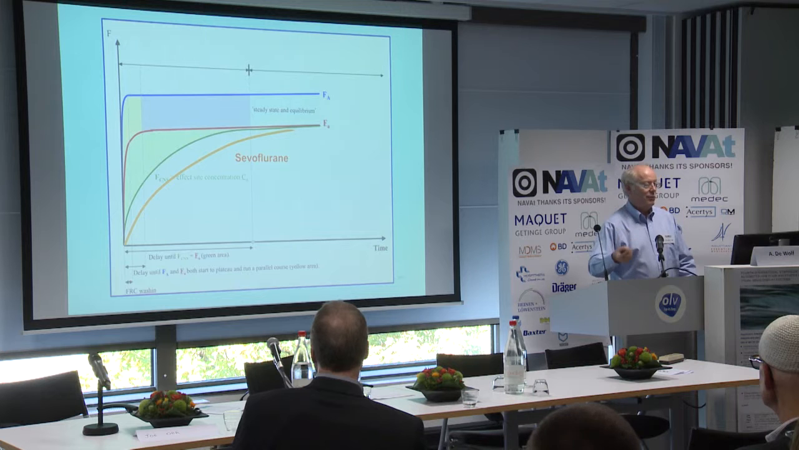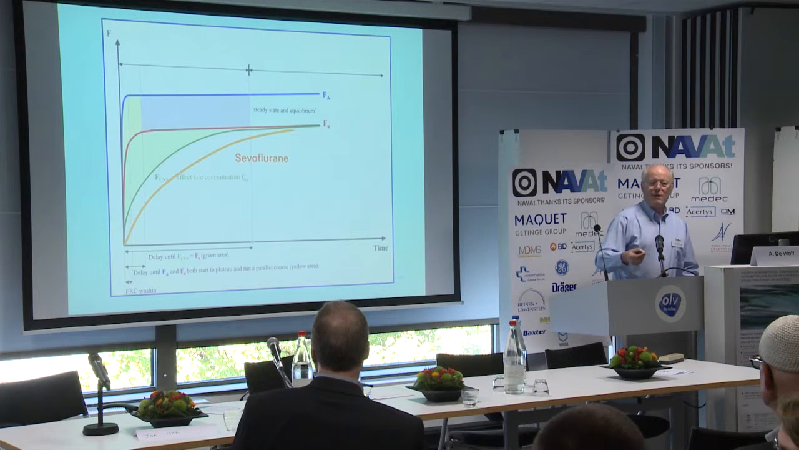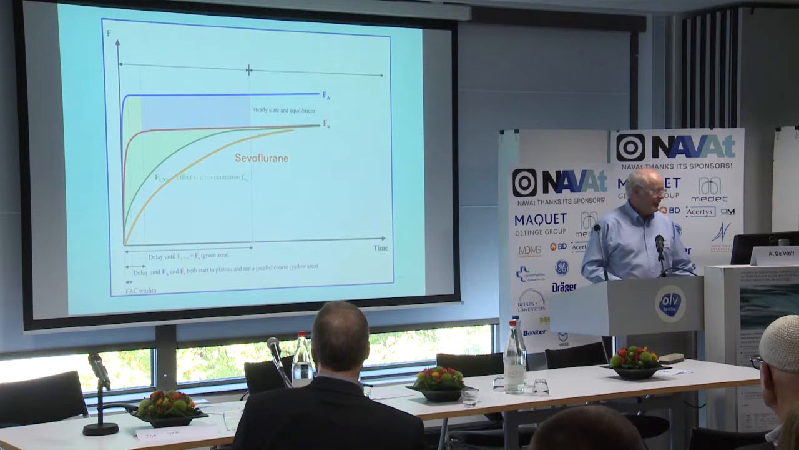So this explains why these vessel-rich group curves were different when solubility was different. So it was not a program error in GasMan. It was real. It was very well modeled.